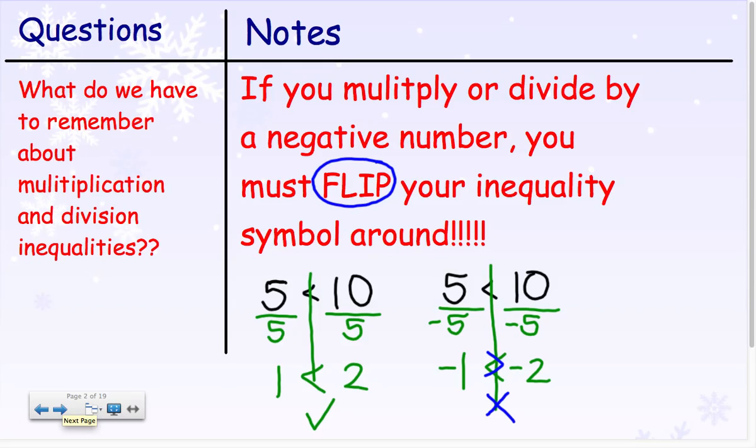This is true no matter what. No matter what, if you divide by a negative, you have to flip your symbol. That is the key thing you have to remember in today's lesson and in all the future lessons in Chapter 5. If you divide by a negative, you have to flip the sign. Let's get into some of the examples.